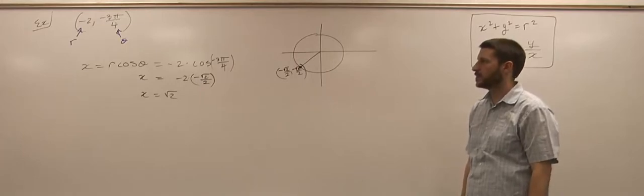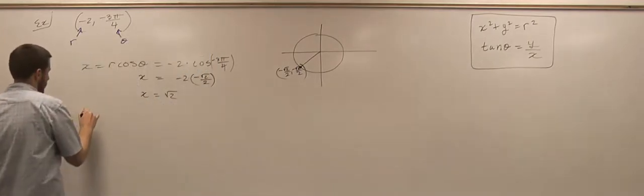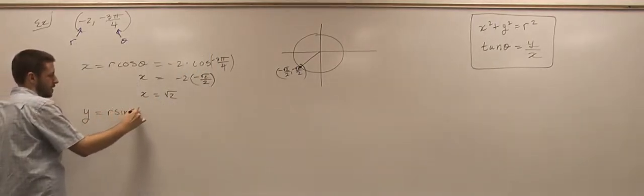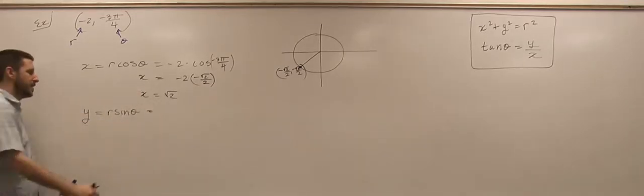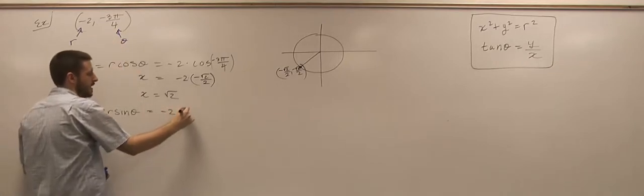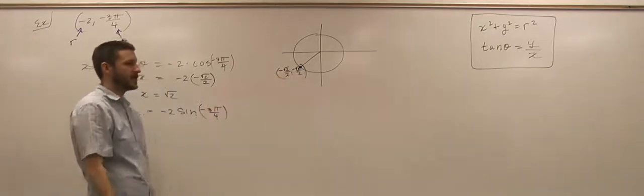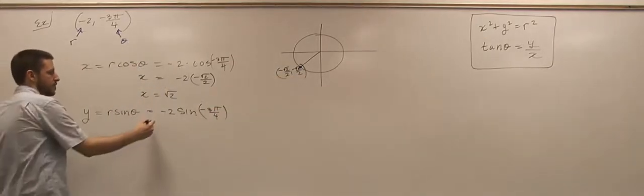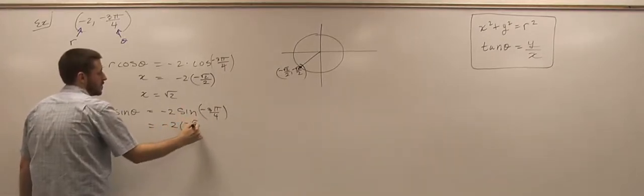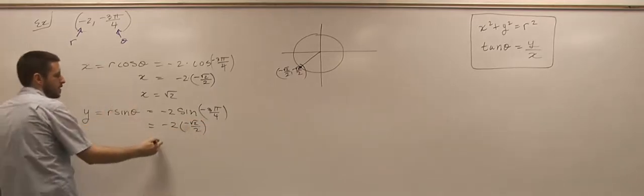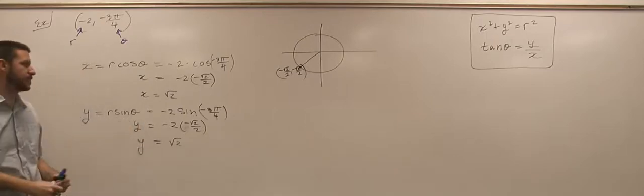What's y? Same thing. Absolutely same thing. Y. When you plug it in the formula, you're going to have r sin θ. But because my angle is negative 3π/4, sine θ is the same exact thing. Right? This will be negative 2 times negative root 2 over 2. The 2's cancel, and it becomes positive.